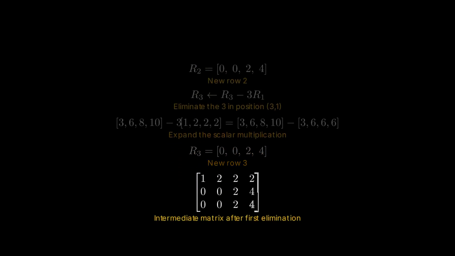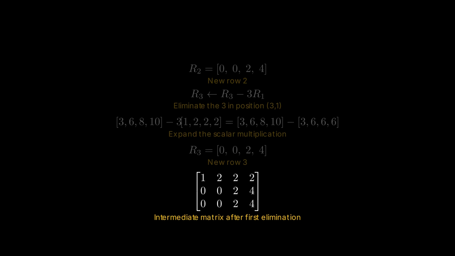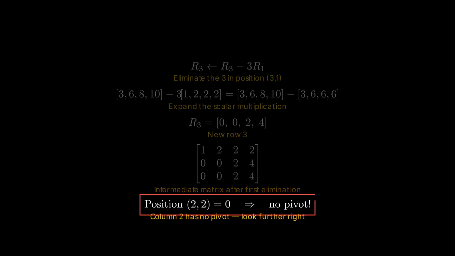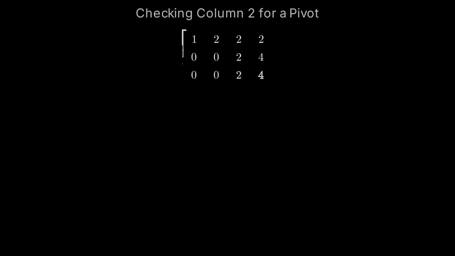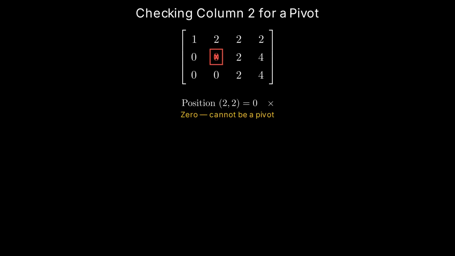Our intermediate matrix is now row 1 unchanged at 1, 2, 2, 2. Row 2 is 0, 0, 2, 4. And row 3 is 0, 0, 2, 4. Now look at position row 2, column 2. It's 0. This means column 2 does not have a pivot, and we'll need to look further to the right for the next pivot. In a square matrix, we try swapping with a row below, but look at row 3. It also has a 0 in column 2. Every entry below the pivot position is 0, so no row swap can help us.